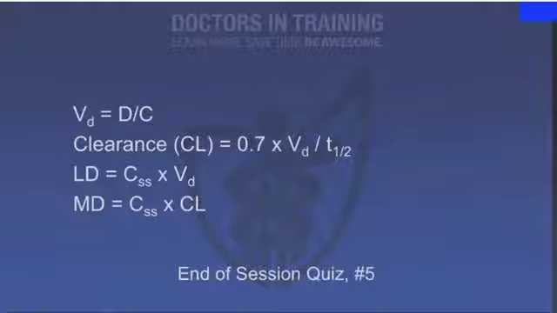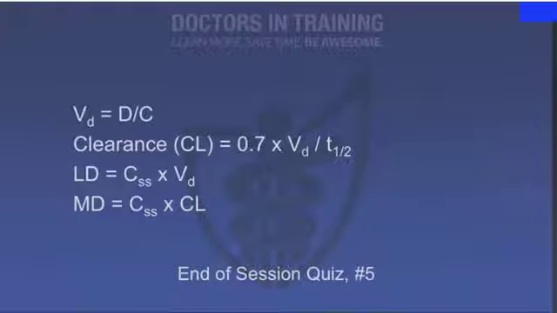What are the 4 high-yield equations that are most important to know for USMLE Step 1? Well, first is volume of distribution, which is equal to the amount of drug in the body divided by the plasma concentration of that drug. The next is clearance. So clearance is equal to 0.7 times the volume of distribution divided by the half-life.